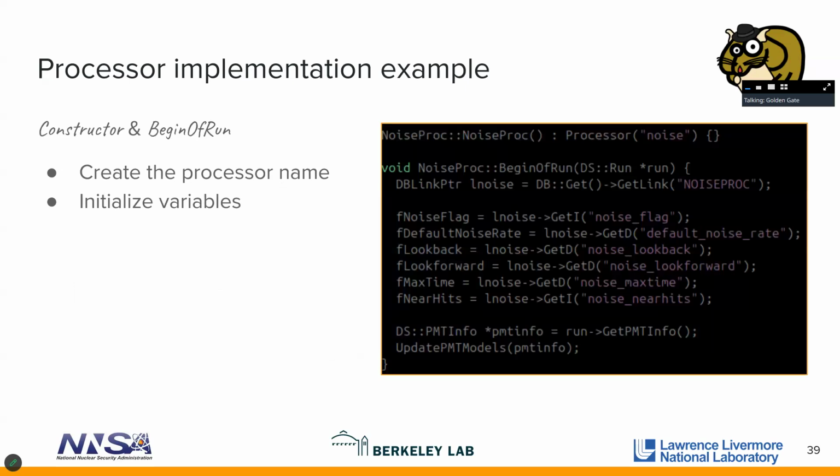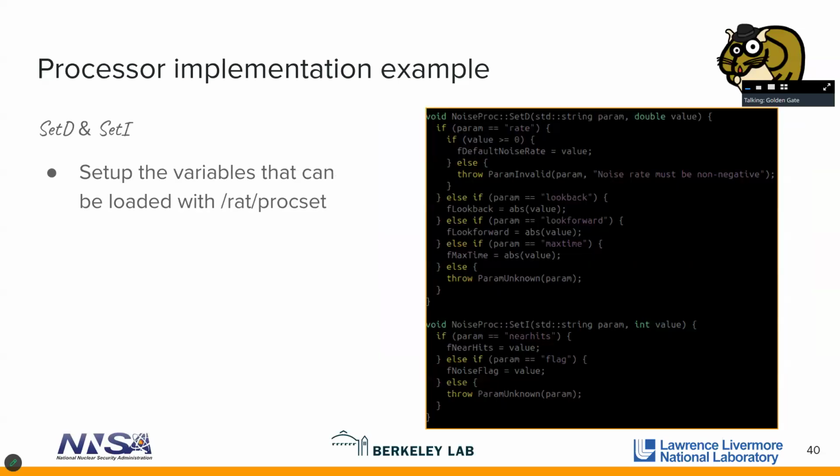Okay, and then I'm going to very quickly give some examples you can go through and look at. I think the noise processor is also a good example to look at. Here we're again using the constructor and the begin of run to load some database files, and set up and initialize some variables. We go through these pretty quickly because I think it's getting kind of clear. Again, from the noise processor, we use both set I and set D to allow the user to set both integer values and double values using the ratpac set. And there's a bunch of different variables the noise processor is allowing the user to set using these methods.